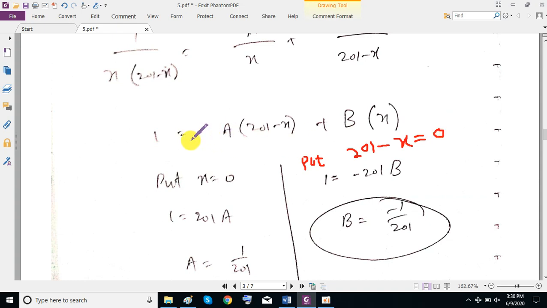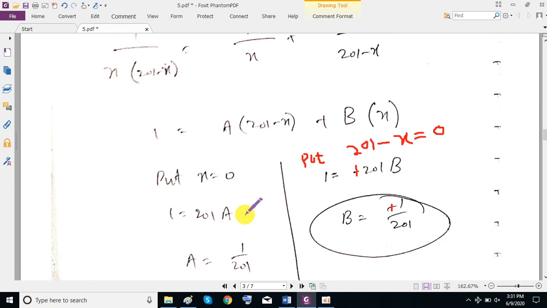Both are linear terms, so first of all we put the first linear term equal to 0 and then we put the second linear term equal to 0, that is 201 minus x equal to 0. So from here x is equal to 201. There was a mistake here, so from here you get 1 is equal to b into x, and the value of x is 201, so this is plus, so 1 divided by 201 comes as the value of b.